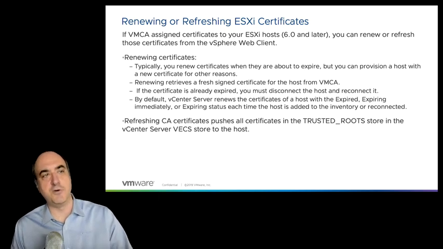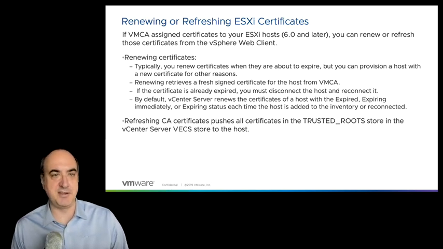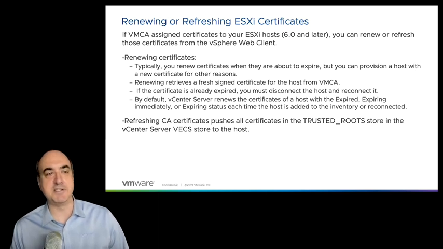If you ever needed to renew or refresh ESXi certificates, usually they are going to be automatically renewed by the VMCA. This is the benefit of having the VMCA managing your environment. You can renew certificates yourself manually, but also if it ever expired, you must disconnect and then reconnect it. It will automatically generate a new certificate for you. But you can do it yourself manually. We'll show you in the vSphere client. Refreshing the CA certificates is also a possibility. This is basically pushing all certificates that are in the VECS Trusted Roots store, and we'll push it to any hosts that need them.